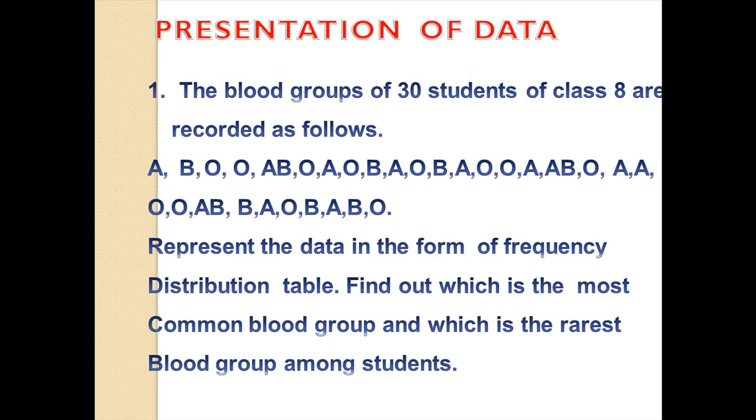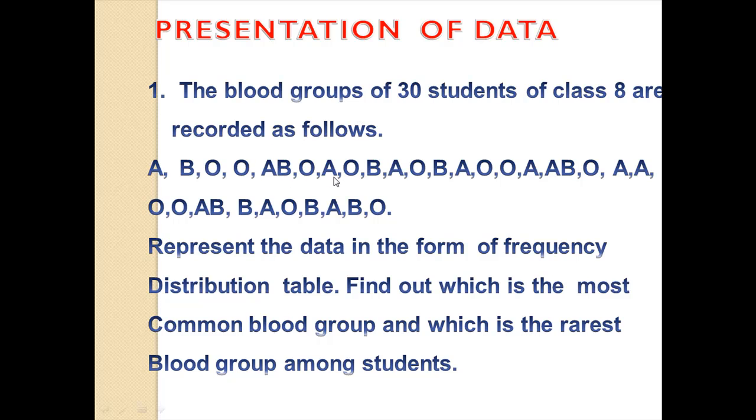Blood groups of 30 students of class 9 are recorded as follows. Given here are blood groups A, B, O group, AB group. Represent the data in the form of a frequency distribution table. Find out which is the most common blood group and which is the rarest blood group among students.